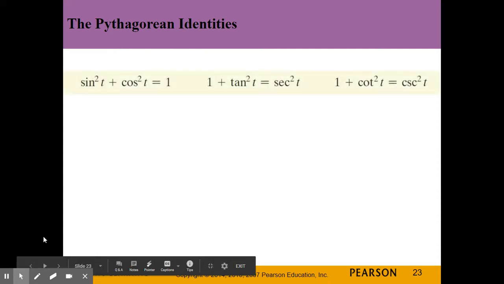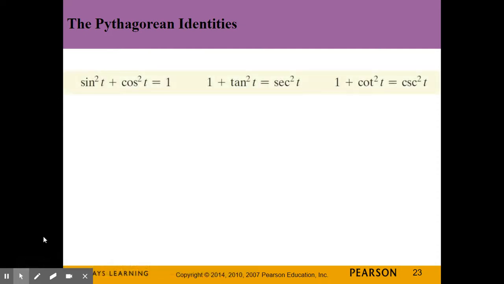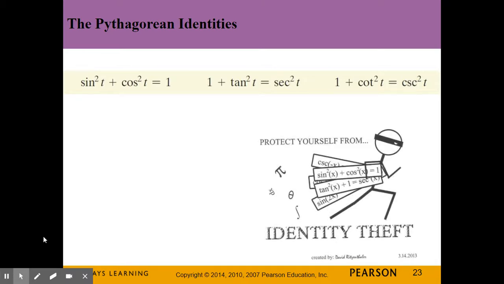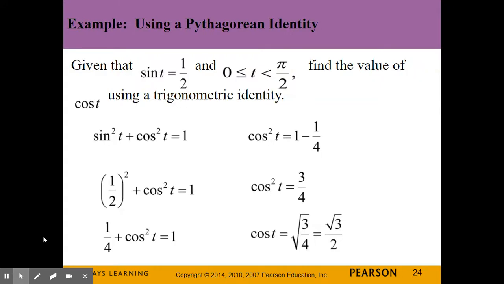More identities. All right, so you got sine squared t plus cosine squared t equals 1. And then these are all corollaries of that. 1 plus tangent squared is equal to secant squared. 1 plus cotangent squared is equal to cosecant squared. Okay. So if you know what sine is, you can then find the value of cosine.